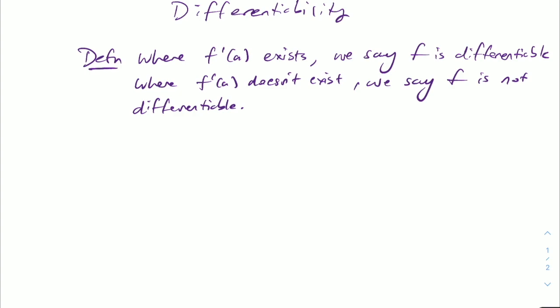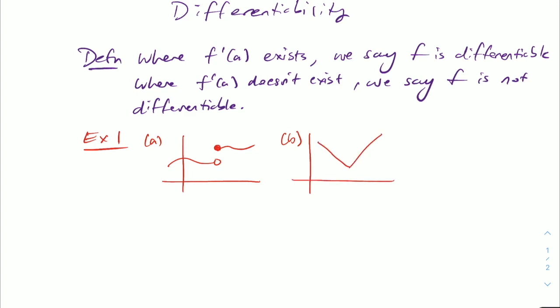So let's look at some examples of places where a function is not differentiable. So we'll draw three functions. Okay, so at these three locations indicated on the graph, the function is not differentiable. And the reason is, in the first one we have a discontinuity.